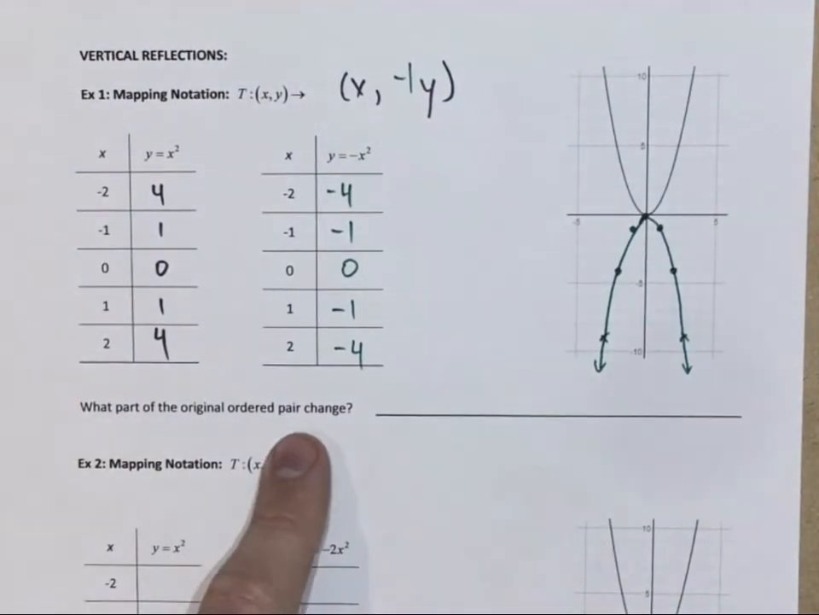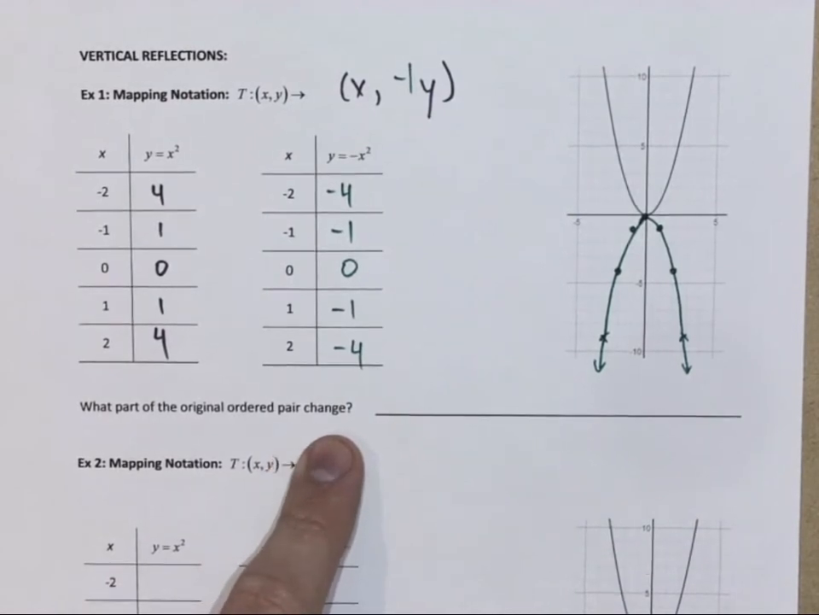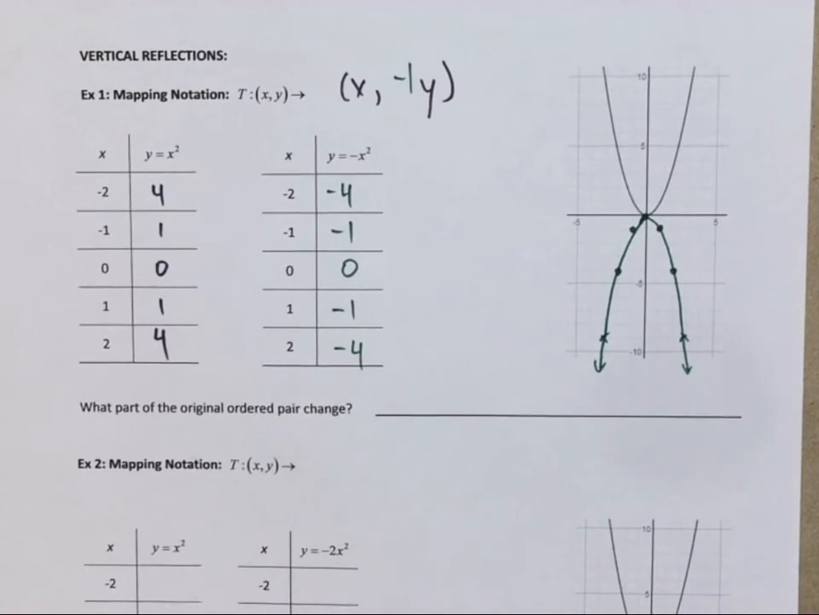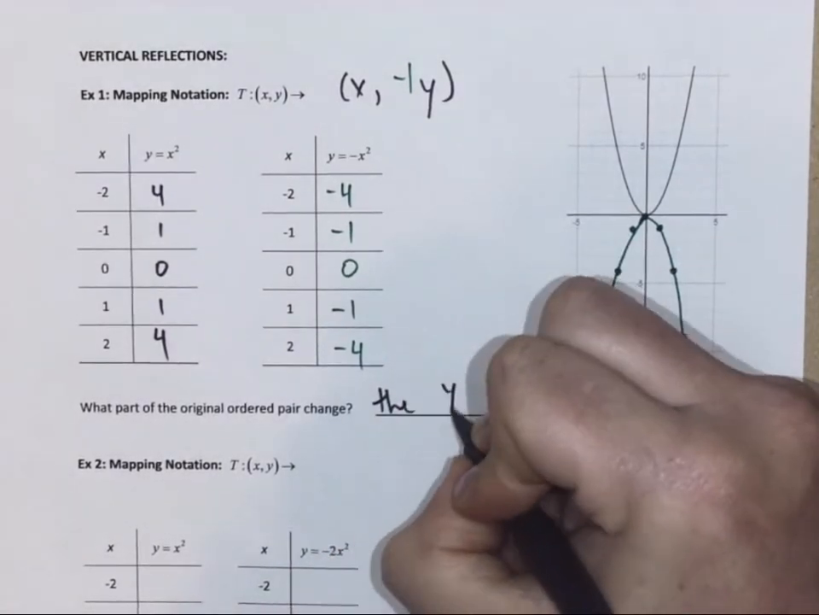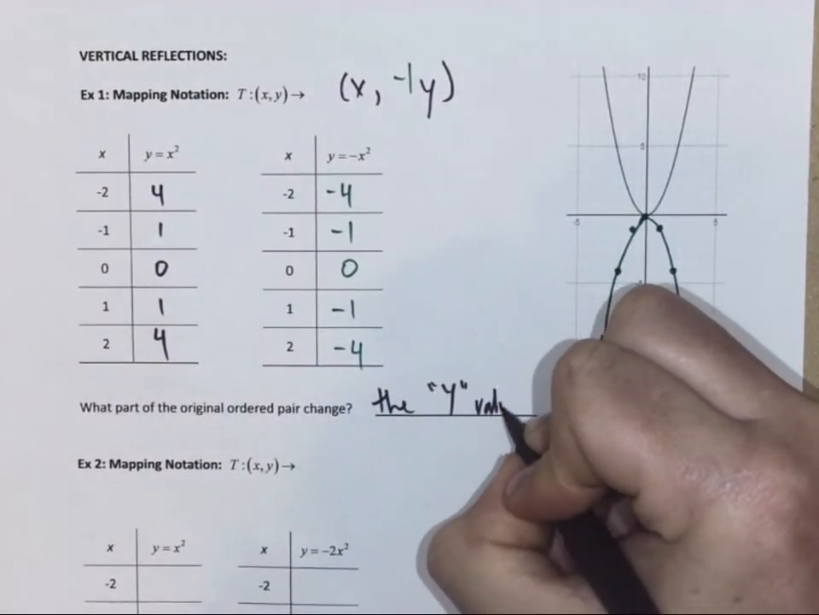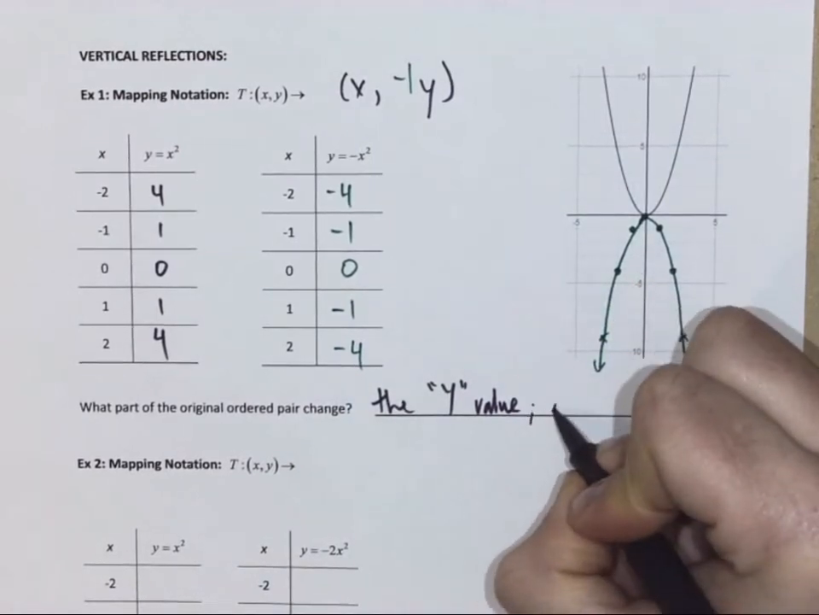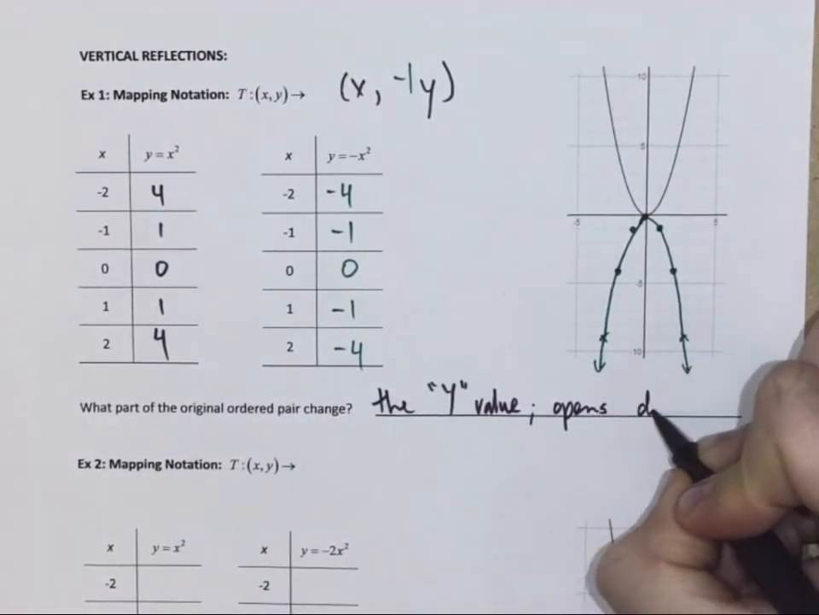What part of the original ordered pair changed? Same thing. It's the y value. It is now a reflection. It now opens down.